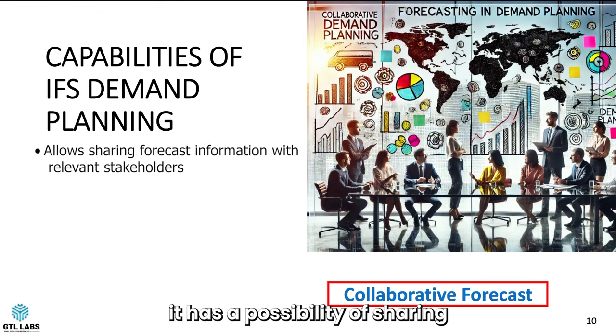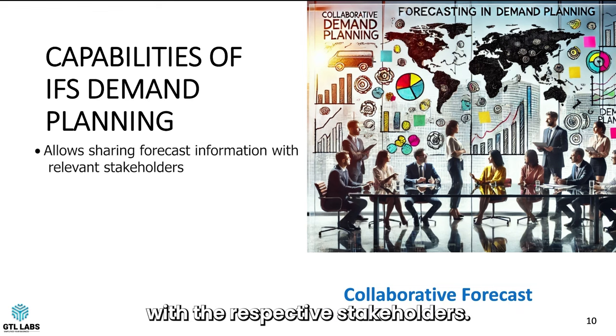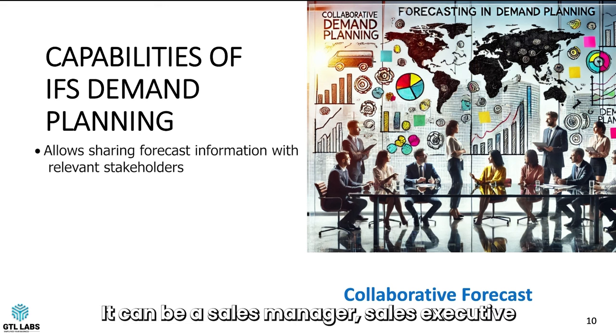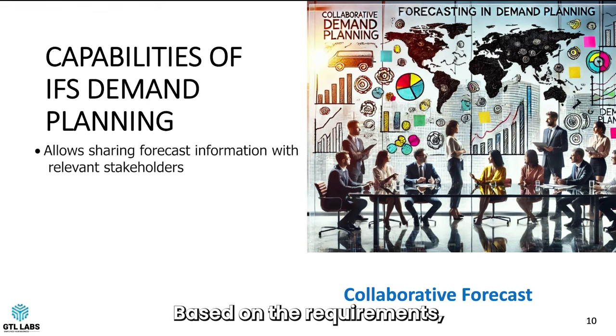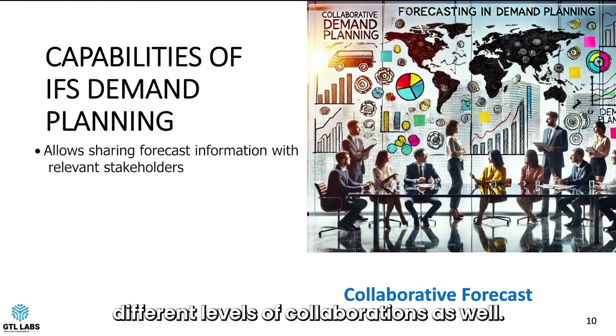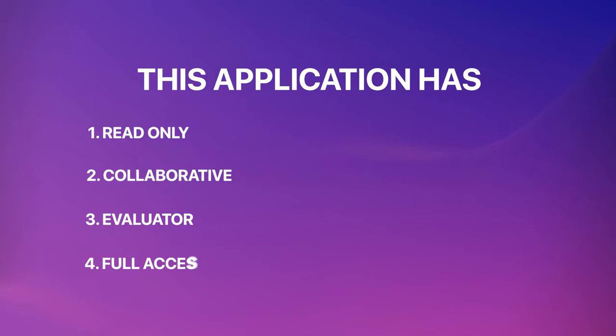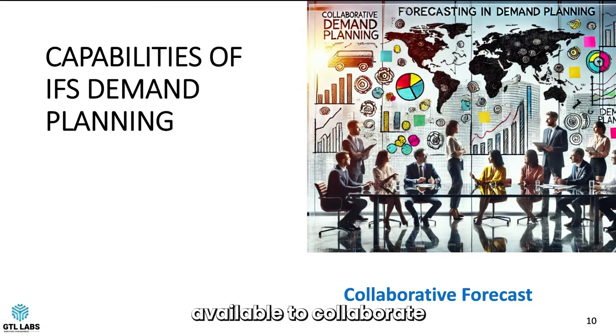Further, it has the possibility of sharing this forecast information with the respective stakeholders. It can be a sales manager, sales executive, marketing manager, or category manager. Based on the requirements, there are 4 different levels of collaboration as well. This application has read-only, collaborative, evaluator, and full access collaboration categories. These 4 permission levels are available to collaborate with different stakeholders.